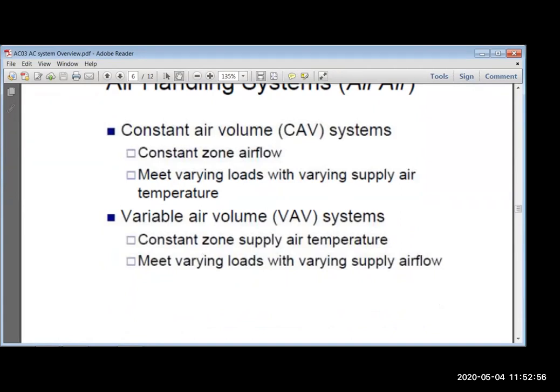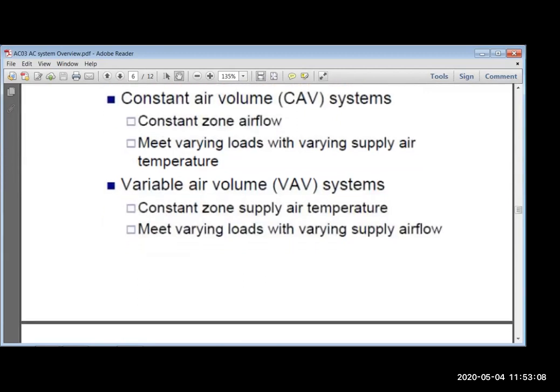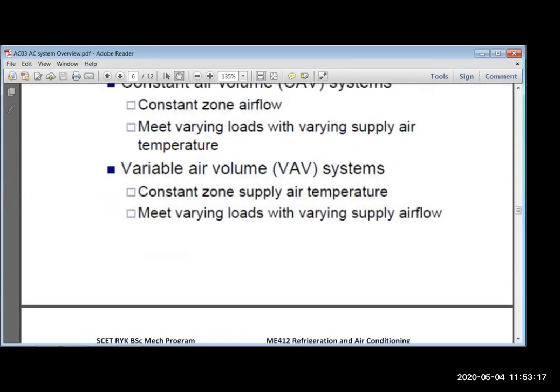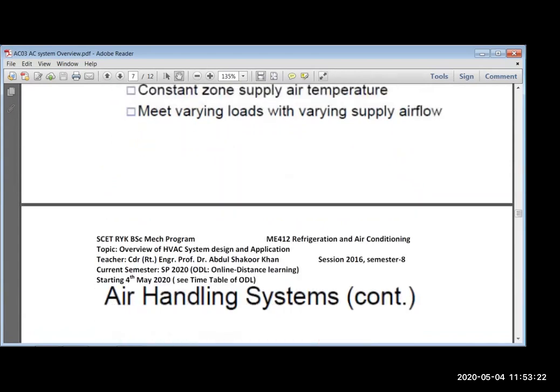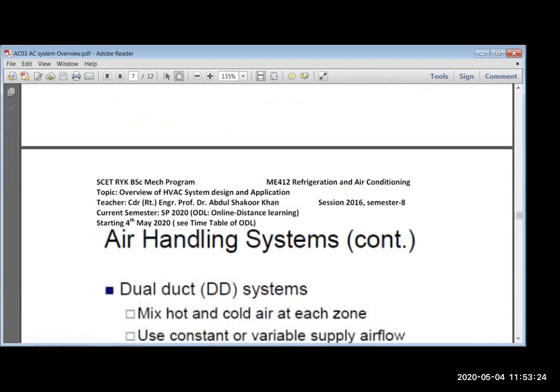Now, constant zone airflow: each zone has a different requirement, with different quantities of supply air, but the temperature remains the same and the volume flow rate remains the same. Now, variable volume system: constant zone supply air temperature meets varying loads with varying supply airflow. So airflow may be different in different rooms, different zones.